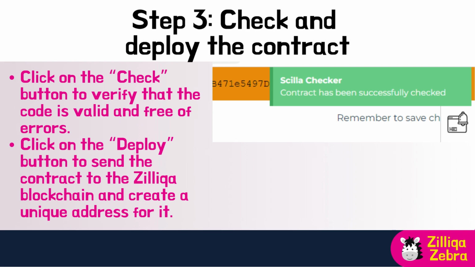To check the contract, click on the check button on the top right corner. This will run some tests on the code and show you if there are any issues or warnings.